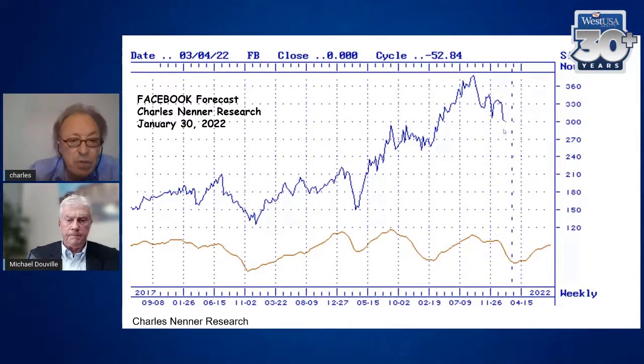Yeah, if you look at the top, the blue one is the price of Facebook, and the one on the bottom is the cycle. And as you see, this really works for 100%. So when I sent this out, we went out of Facebook around 320, and it shows here where the cursor is. The date is on the left side where the cursor is. So into March, the cycles were totally down.